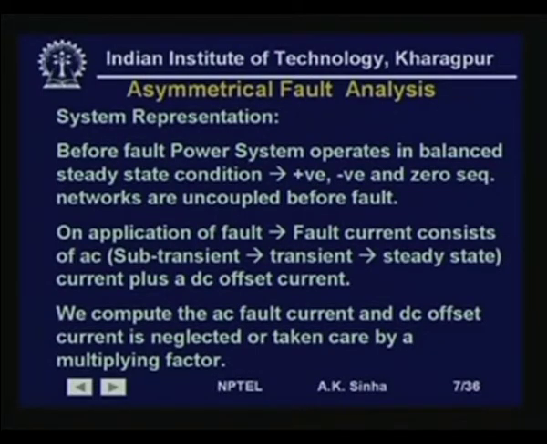On application of the fault, fault current will flow, and this fault current, as we have seen earlier, consists of an AC component and a DC offset current. Now, this AC component can be a subtransient current, which means the current just after the time of application of the fault, or after some time we get the transient currents, and if we are looking at a larger time frame, then we get the synchronous or the steady state current flowing in the system.